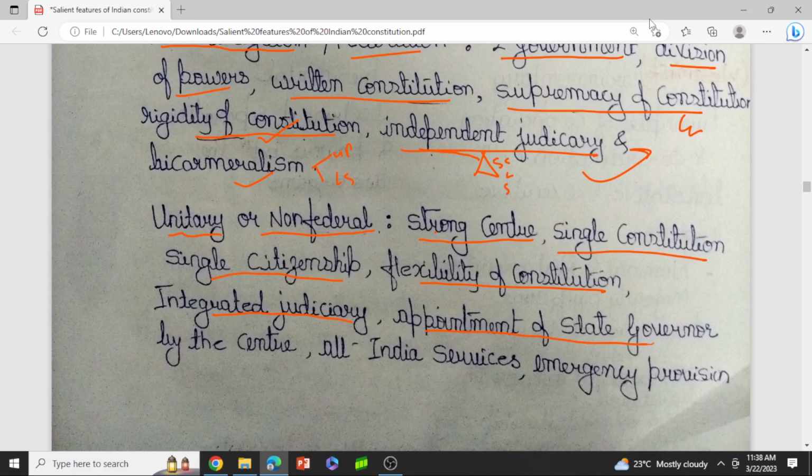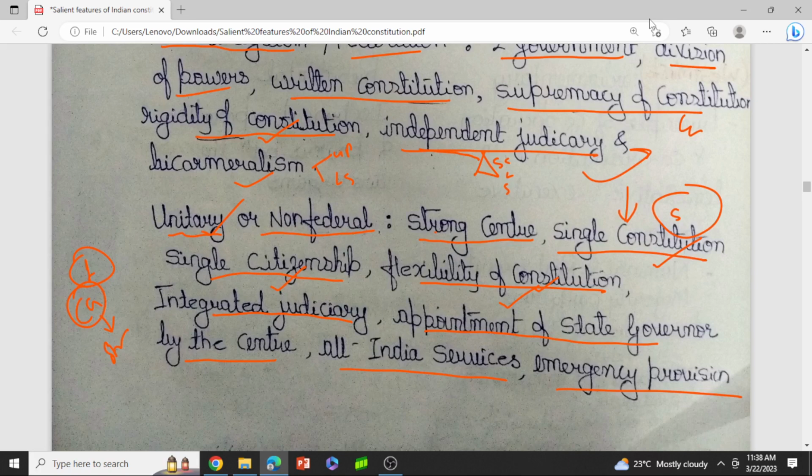Unitary means one. So when there is a unitary feature, the central government becomes more strong. Single constitution means there is only one constitution for both the center and the state. Single constitution means it is single, and shows that we are one. In unitary, we have single citizenship; though powers are distributed, the citizenship is only one. Flexibility is there, so it is flexible enough that it can be amended by simple majority.